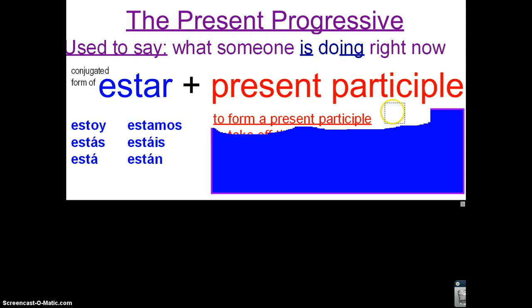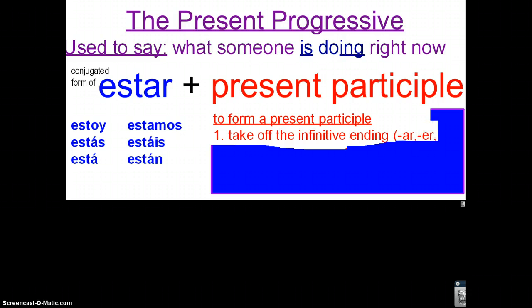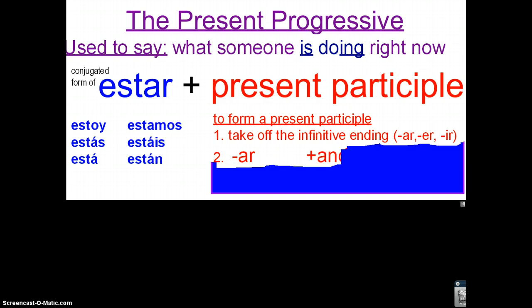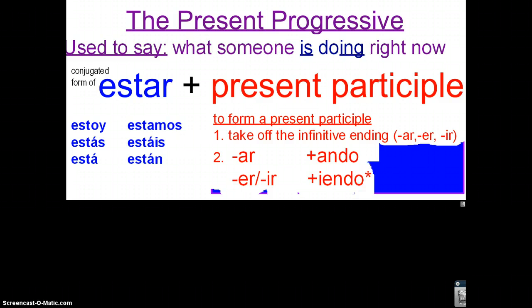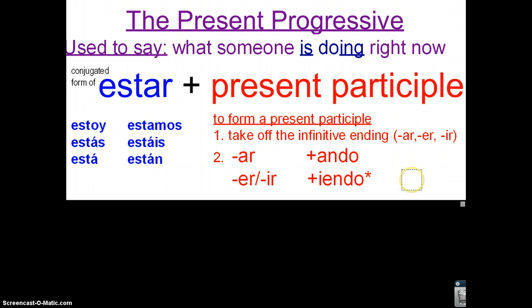It's not too bad. First step, you take off the infinitive ending, which means, of course, the AR, ER, IR. Then, if you have an AR verb, after taking that off, you're going to add ando. And if it's an ER, IR verb, you're going to add endo. There's a star there because, of course, there are some exceptions to that, but these are the general rules. I have complete faith that you guys can do that.